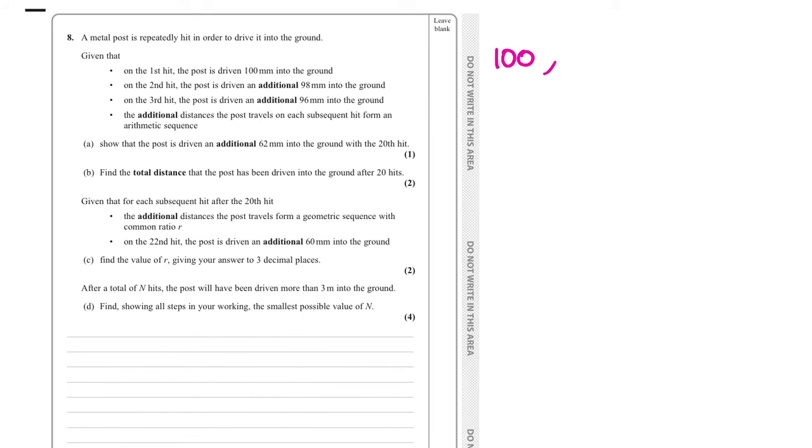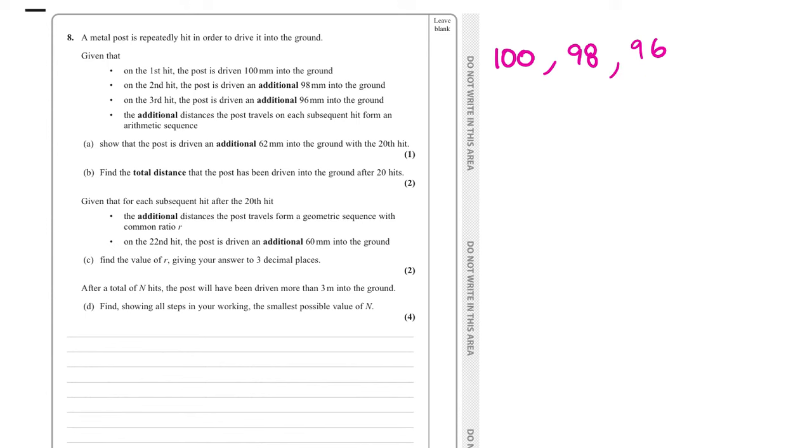Guys, read the question, please. What does it say? On the first hit, the post is driven 100 millimetres into the ground. On the second hit, the post is driven an additional 98 millimetres into the ground. Then after that, an additional 96. Part A says, show the post is driven an additional 62. We know that additional each time means this is what's happening, so we can clearly see that we have a difference of minus 2.